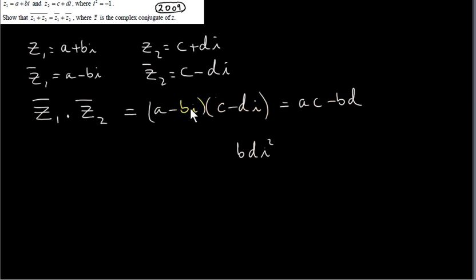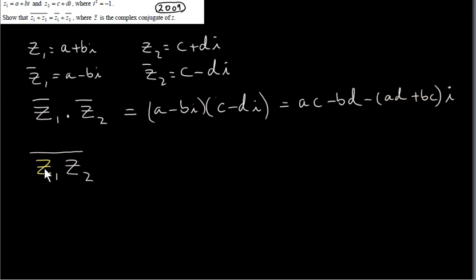Now, let's get the imaginary part. If we multiply a by minus di, we get minus adi, and minus bi by c is minus bci, and we can factorize i out of this. We can write it as minus ad plus bc times i.